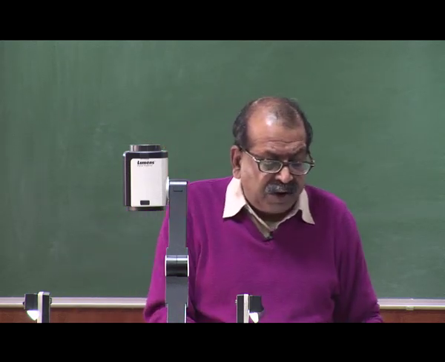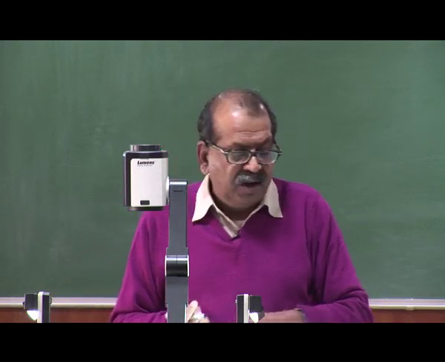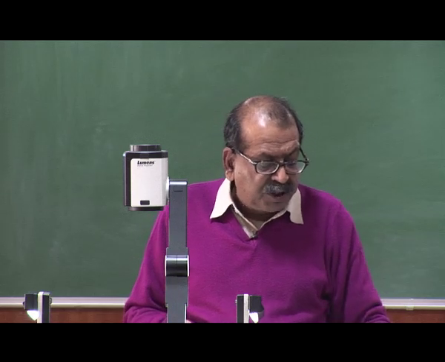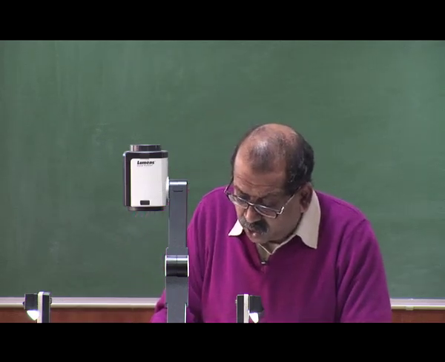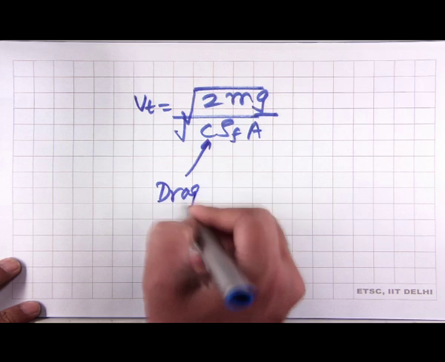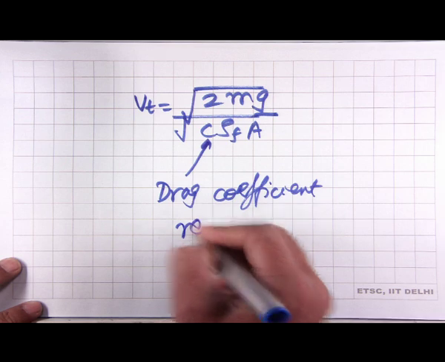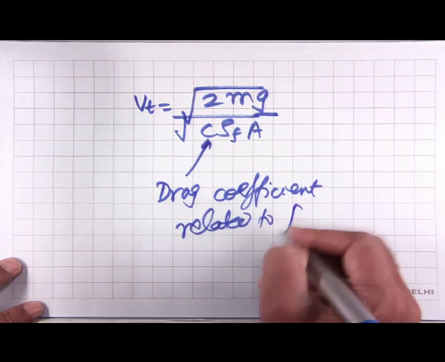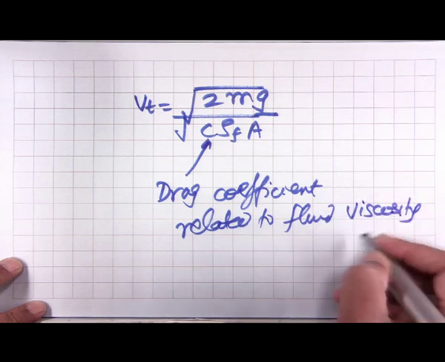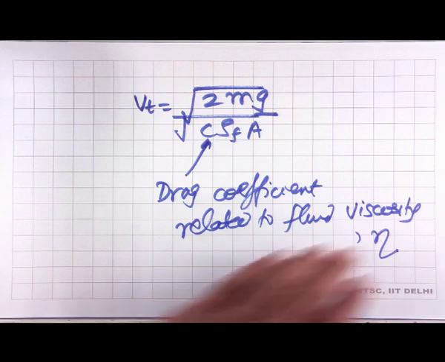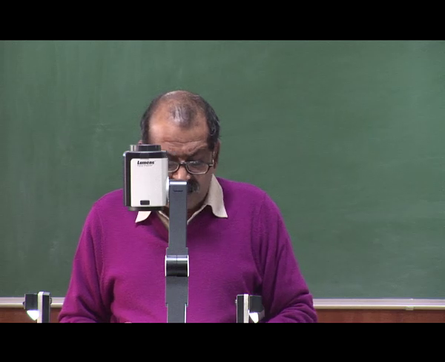Of course, when we study the concept of viscosity later on, this C, what we call the drag coefficient, will be related to the fluid viscosity, and the symbol typically used is eta. So, this we will talk of at a later time.